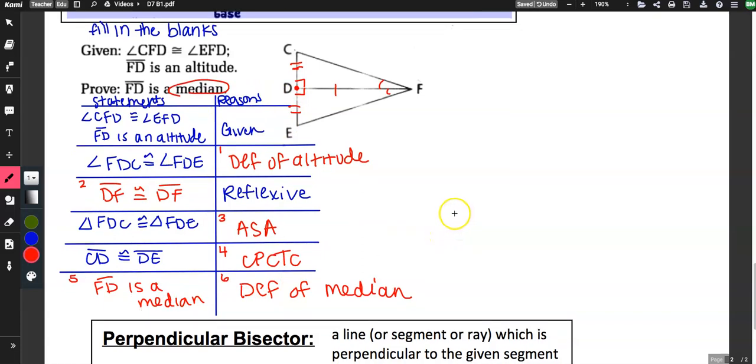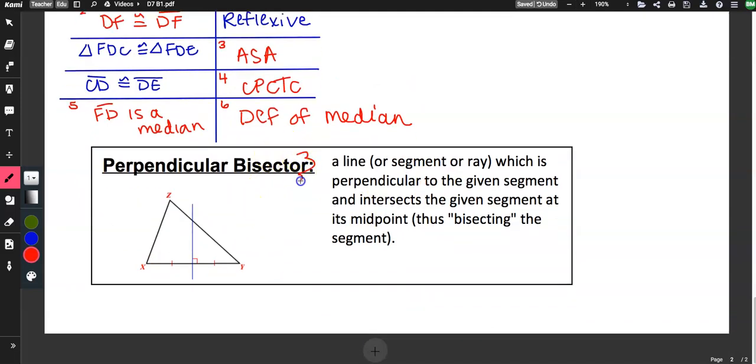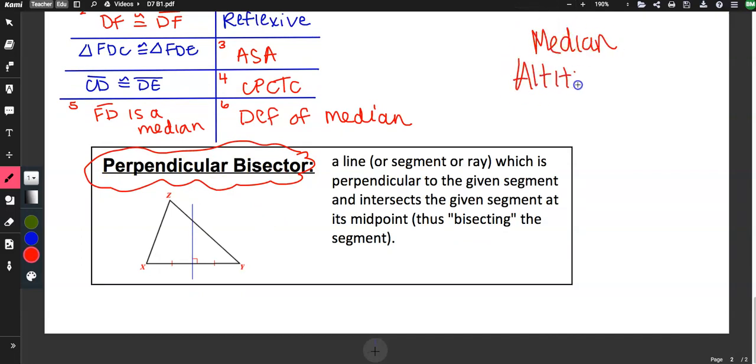Okay, so we have one more vocab word. We're not going to write any proofs. We're almost done. The last one is perpendicular bisector. So again, we've had median and we've had altitude. So median, think the middle. Altitude, remember, is the perpendicular one.